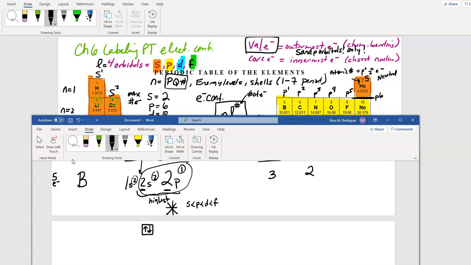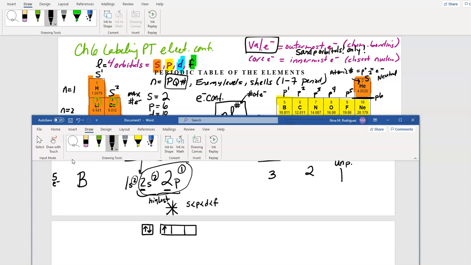Because I can't go to the P's until I fill the S's first. That is a huge, huge rule in electron configuration. And then a P, remember, has 3 boxes, 3 orbitals. I got 1 electron, and I'm going to fill it up right there with just 1. So if I have 3 valence, 2 core, well then how many are unpaired? I only got 1 electron in that 1 lonely orbital.